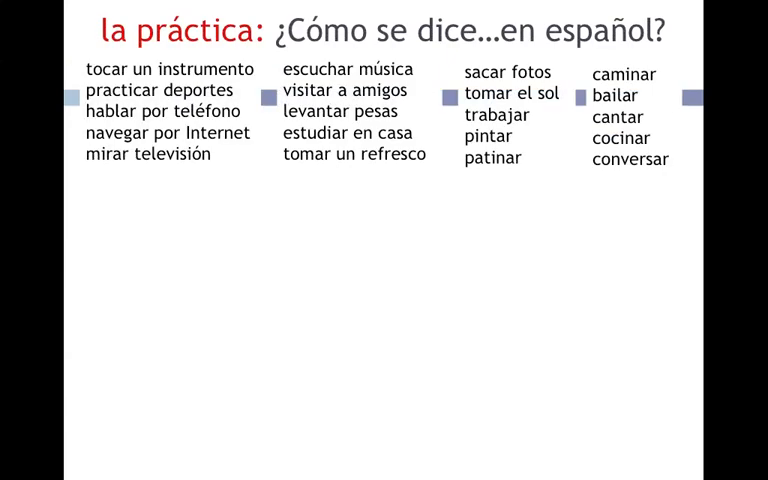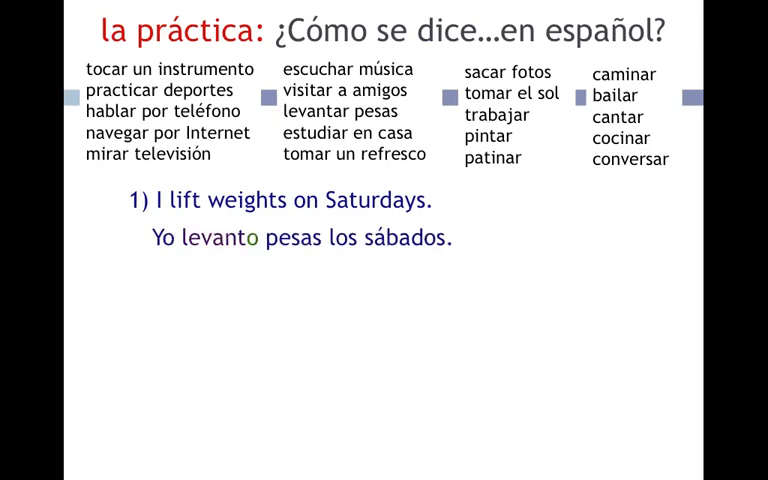Un poco más práctica. Aquí tenemos las actividades del capítulo 2, and you see all of our AR verbs. So, ¿cómo se dice en español I lift weights on Saturdays. Remember the lesson that we had that you don't literally translate the word on. You just say, I lift weights the Saturdays. Yo levanto pesas los sábados.